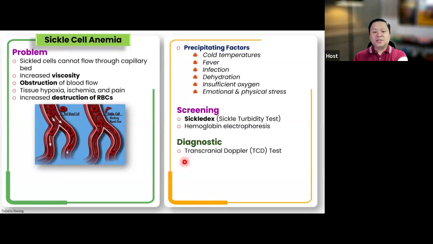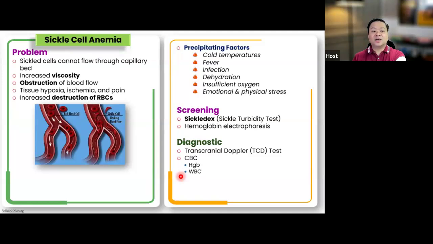And so the transcranial Doppler is going to be performed on children ages 2 up to 16 years old who have sickle cell disease. Please take note of that. The TCD is going to be performed on children from 2 years old to 16 years old who have the SCD.